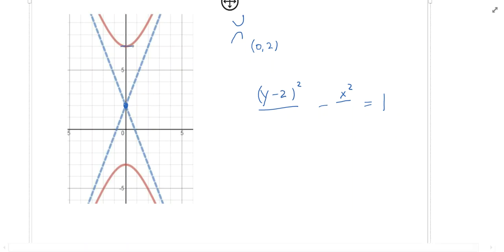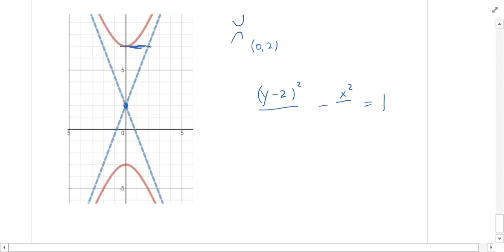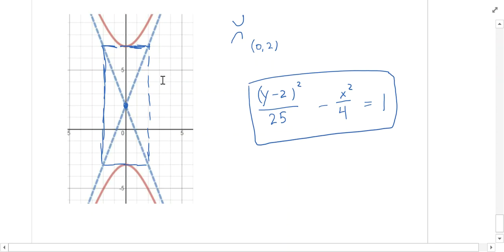Now, here are my vertices. Okay, so obviously we're going 1, 2, 3, 4, 5 on the y, which is 25. Y squared is 25. I'm going 2 along the x, and 2 squared is 4. Final answer. Alright, and this concludes our lesson 6.4 day 1 on hyperbolas.